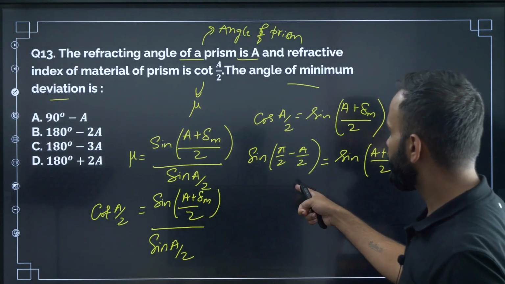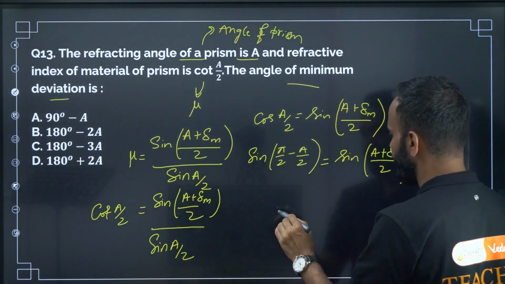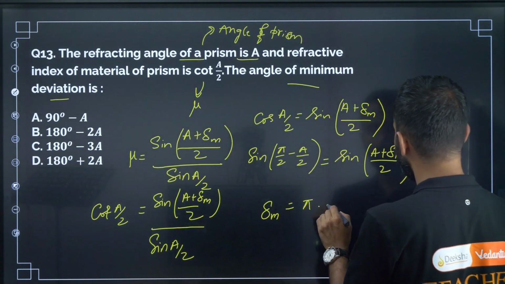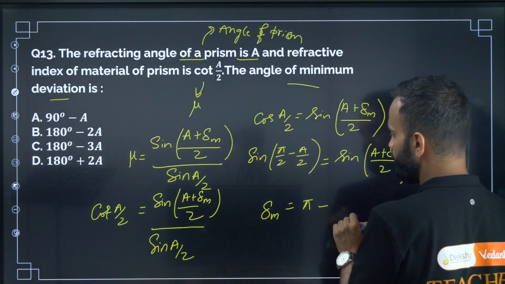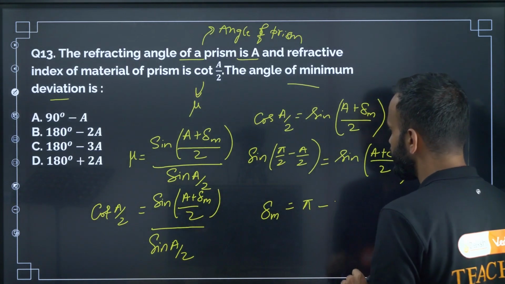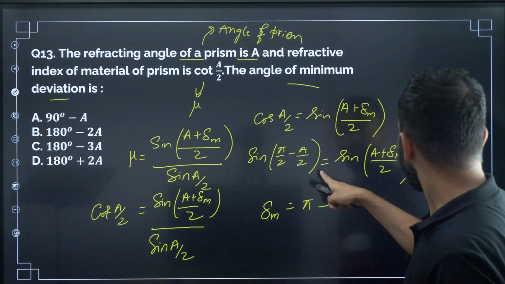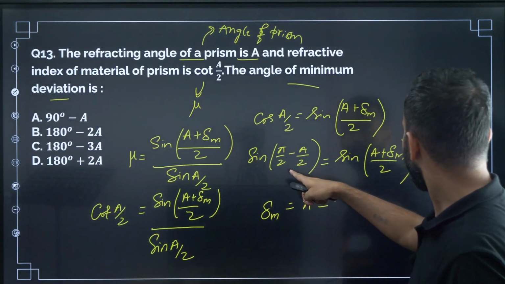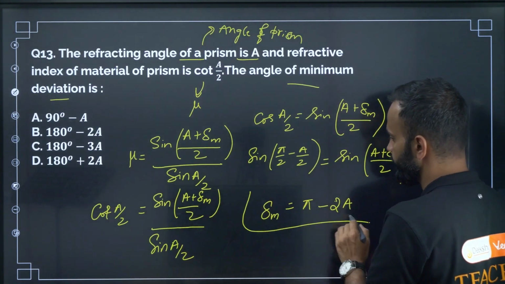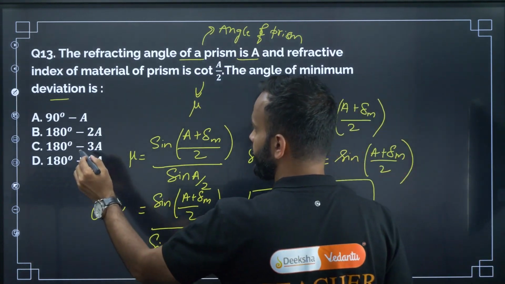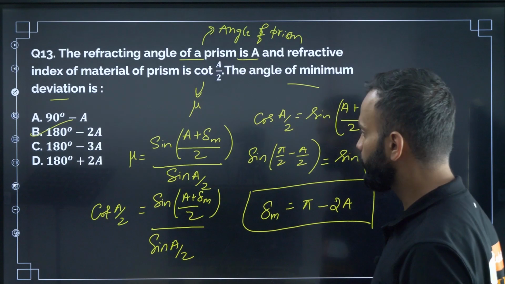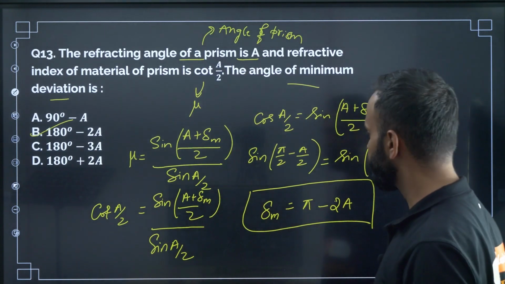So now solve this, then you will get the angle of minimum deviation is equal to pi minus, sorry, here this will be pi minus 2A, not A. Pi minus 2A. So this is the correct answer. Pi is 180 degrees, so 180 degrees minus 2A. So option B is the correct answer.